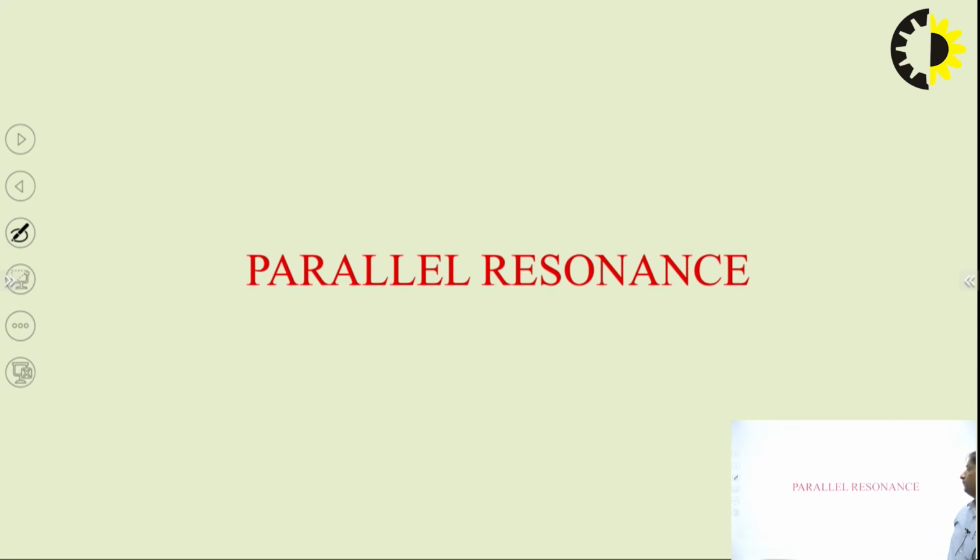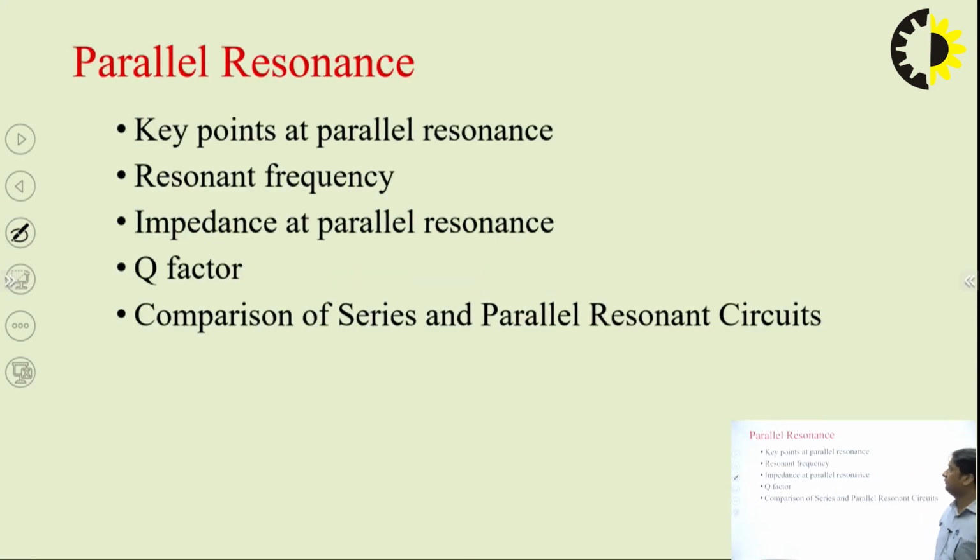Now let us come to parallel resonance. These are the key points we are going to cover: the resonant frequency in case of parallel resonance, then the impedance of the parallel resonance, which we call the dynamic impedance, then the Q factor and how we can find the quality factor, and then a comparison, with some numericals also. Okay, so let us start with the key points.